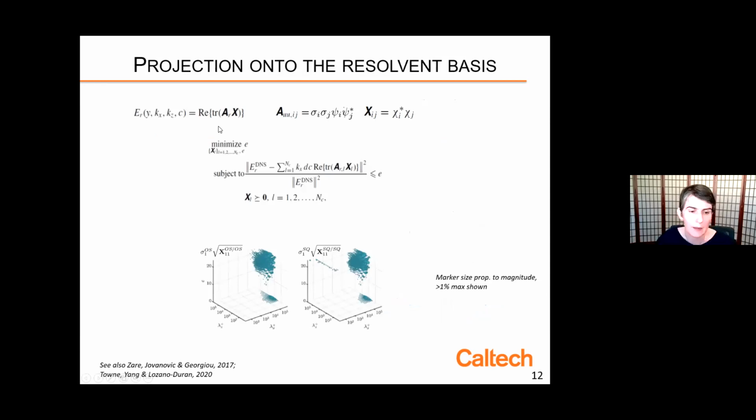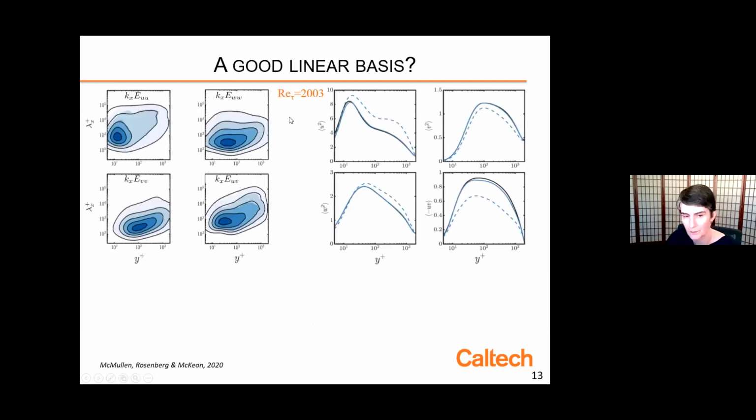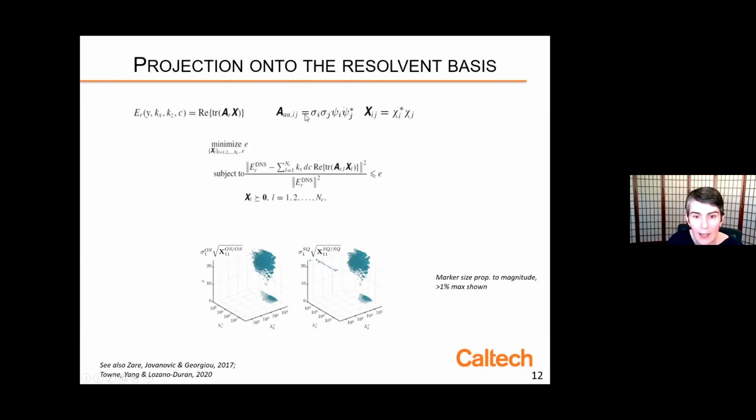So what do we do? Well, the energy in the spectra, parameterized as a function of y and as a function of kx, kz, and this wave speed, so omega on kx, we can write in terms of the real part of the trace of A R x. So the R, in this case, I've expanded it for uu. And so A is all determined from the resolvent. So with knowledge of just the mean, we can determine both the sigmas and the mode shapes.